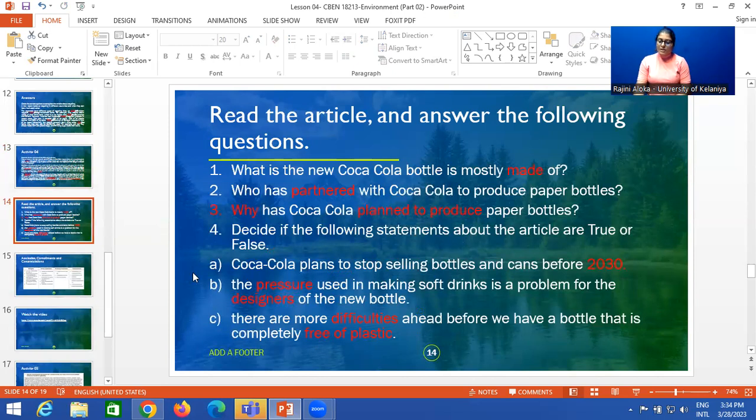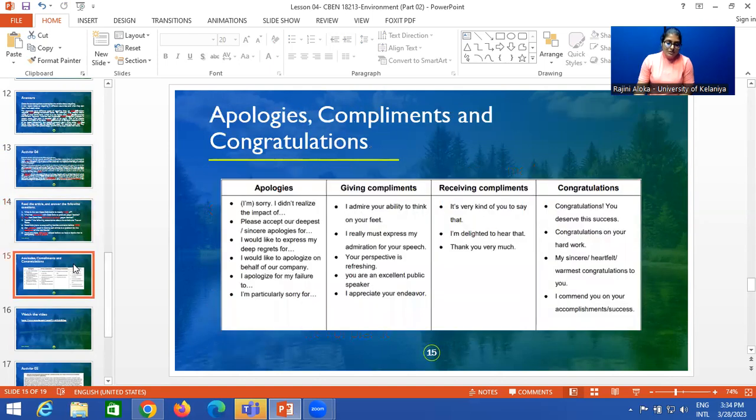Okay, so that is one way of answering comprehension questions, an easy way. You look for the keywords and scan through the text and check whether the same word is there, or a similar word with a similar meaning, and read that whole section to get the answer. Okay, so we'll move on to the next part.